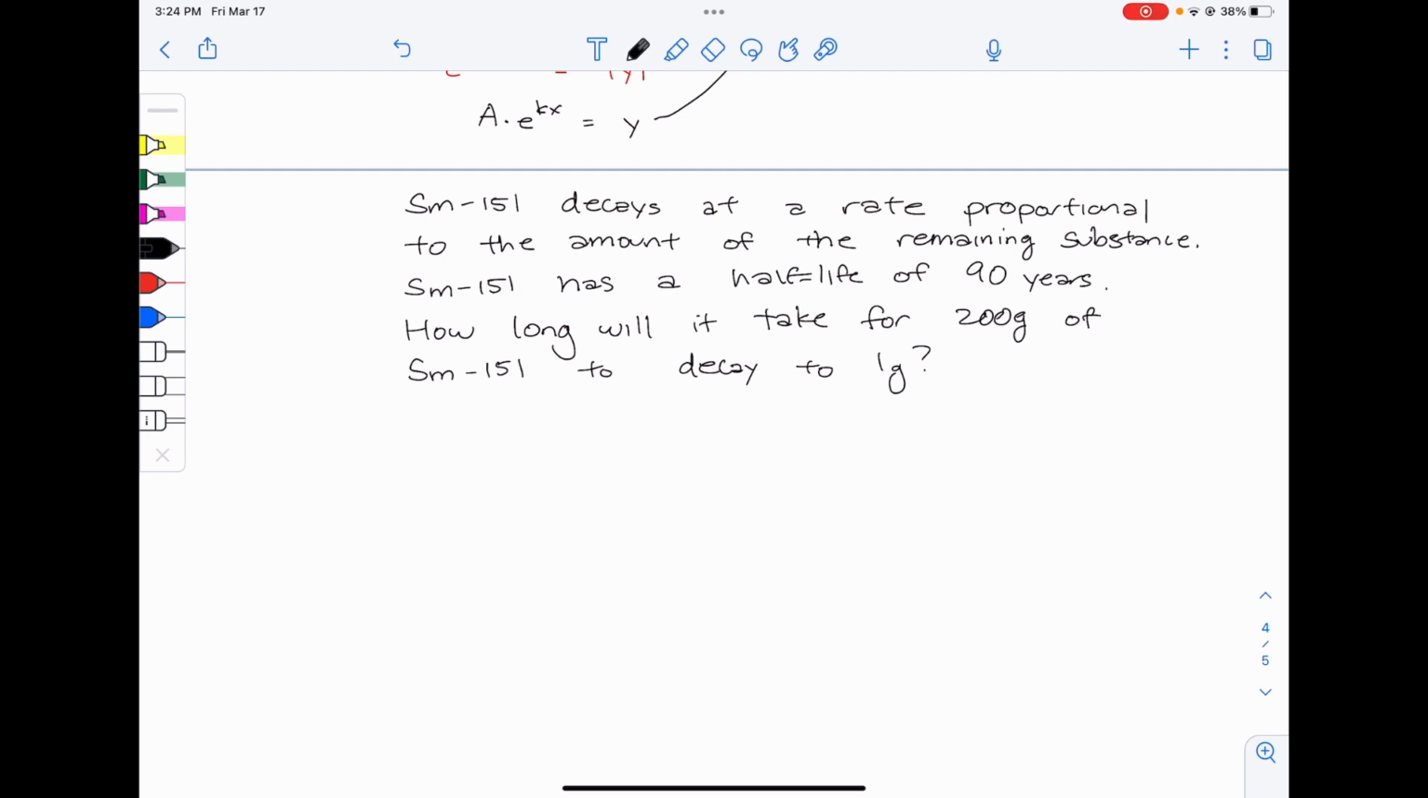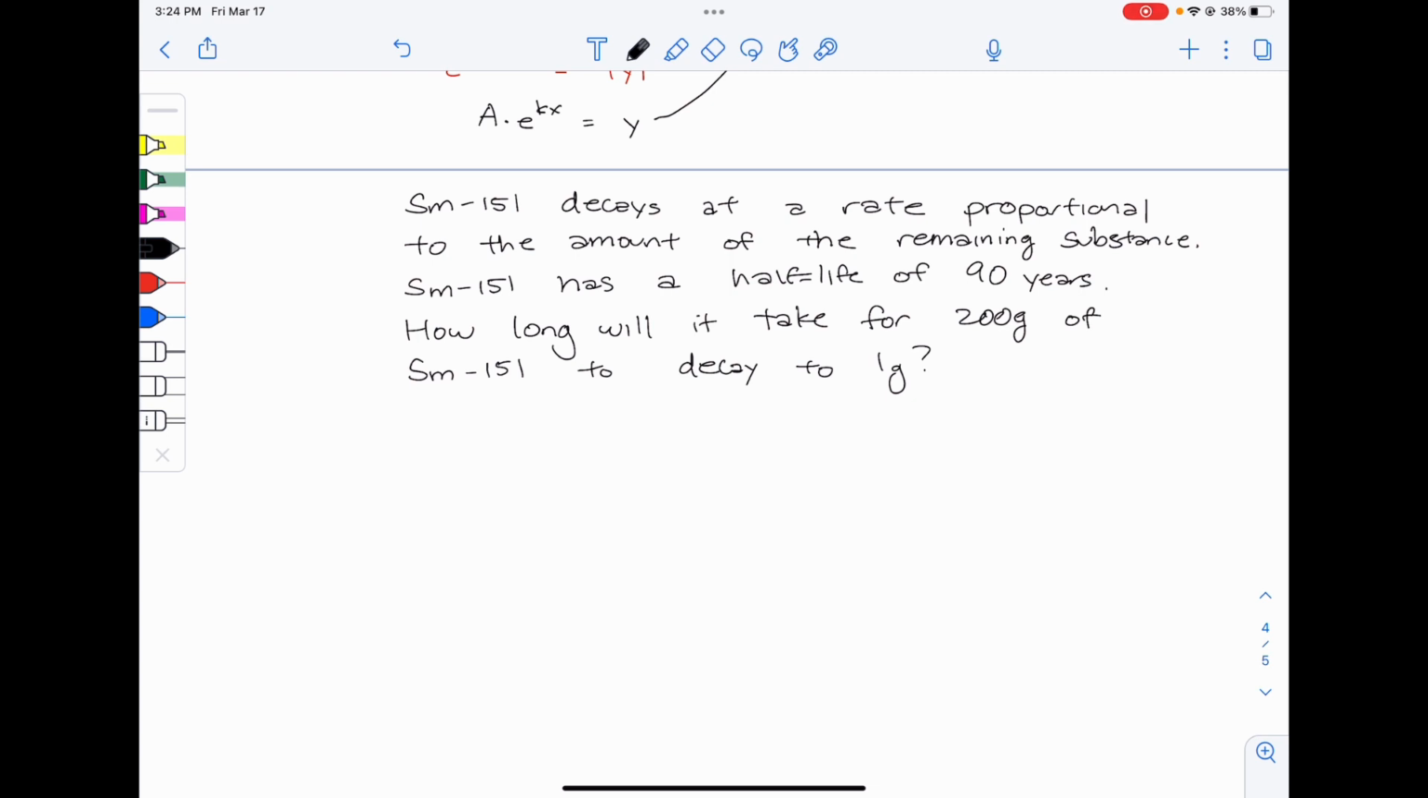Now, the question says that SM-151, which is a radioactive substance, decays at a rate proportional to the amount of the remaining substance. So SM-151 has a half-life of 90 years. How long will it take for 200 grams of SM-151 to decay to 1 gram?